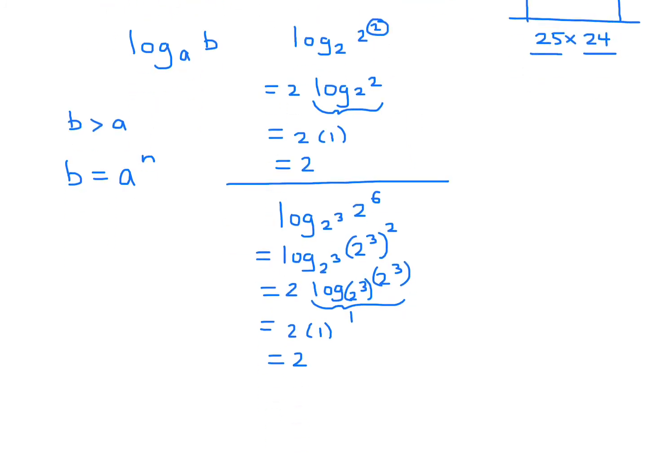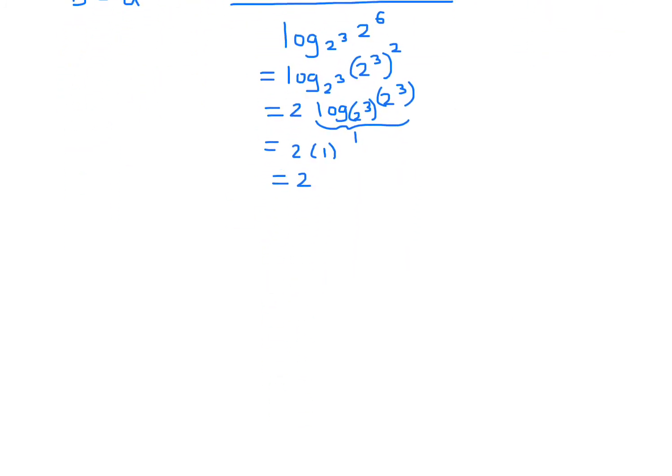Okay, I think I can figure this out with a table with my two criteria. So I've got a, I've got b, and let me write my two criteria here. B has to be greater than a, and b has to be a to some power of n. Okay? All right, let's make this table, see what happens.